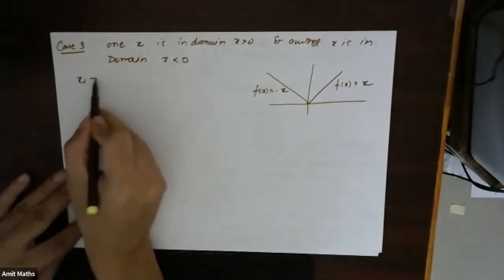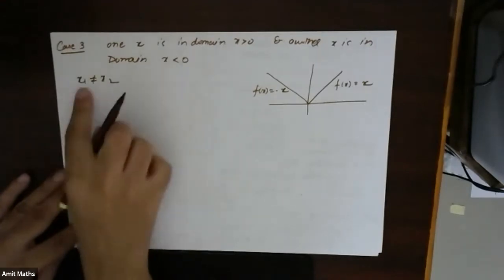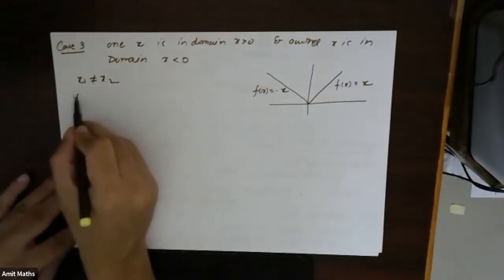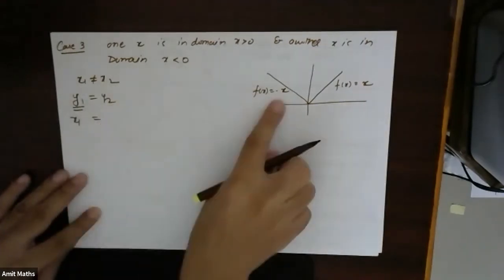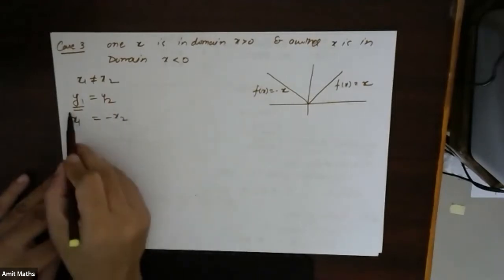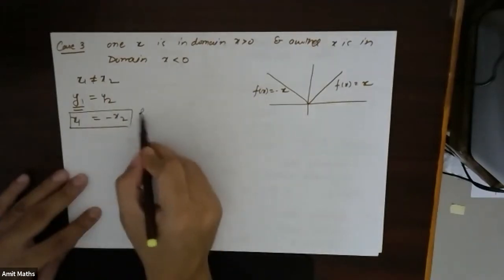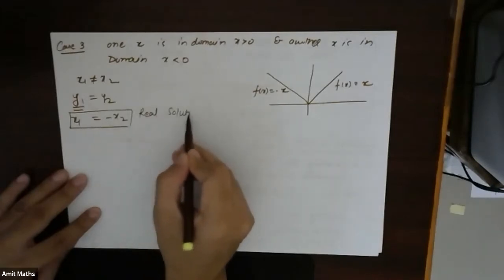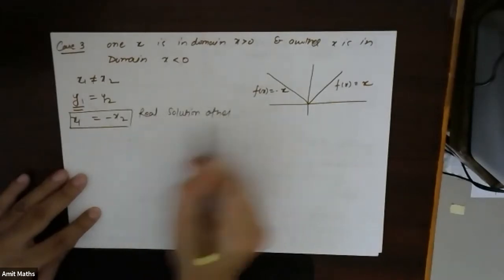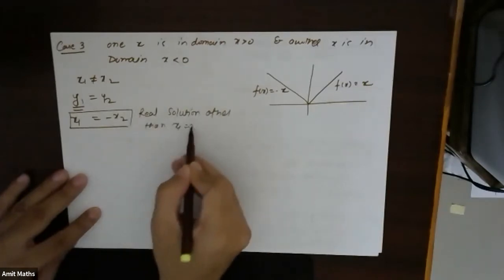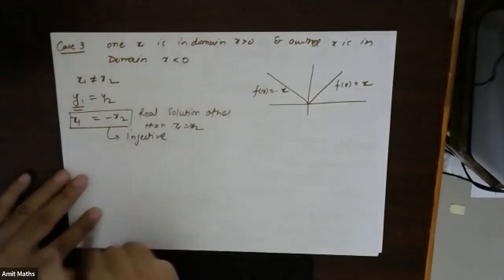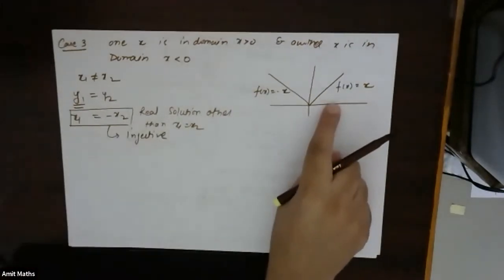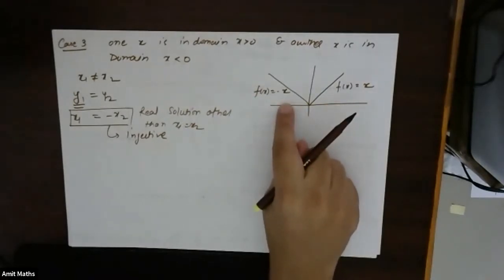So I'll take x1 not equal to x2. x1 I'm taking on the right side, so y1 will become x1 and y2 will become minus x2. Now this is a real solution other than x1 equals x2, hence this is not injective. That means if I take one x from this side and another x from this side, there might be an x which will give me the same solution.